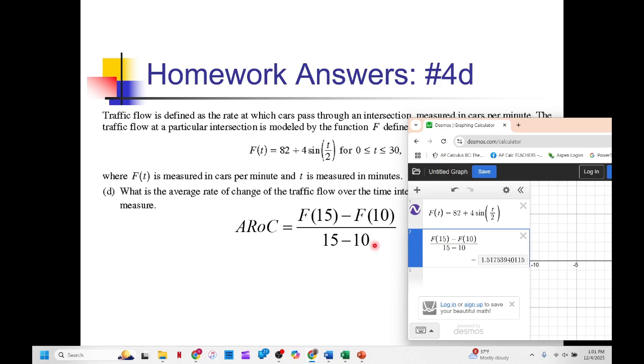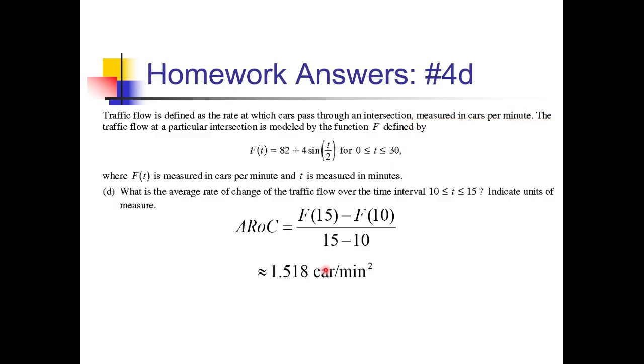Now for the units, up here we have units of cars per minute. Down here 15 and 10 are minutes. So doing that division, we're going to get cars per minute squared. So 1.518 cars per minute squared.